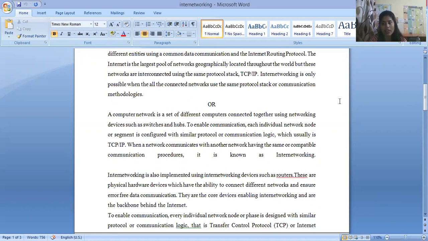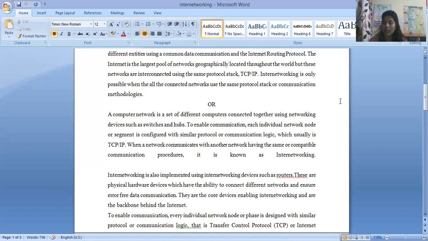To enable the communications, each individual network node or segment is configured with similar protocols and communication logic, which usually is TCP/IP. Okay? When a network communicates with another network having the same or compatible communication procedures, it is known as the internetworking process. Clear? So internetworking is implemented using internetworking devices like routers, isn't it?